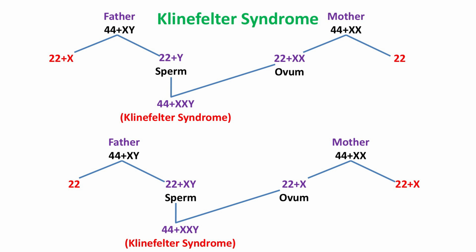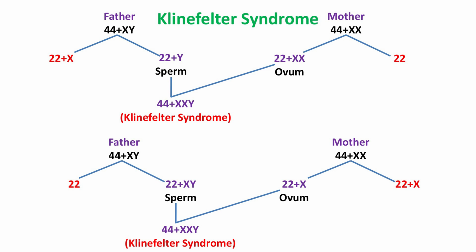If the sperm with genotype 22 plus XY fertilizes the ovum with genotype 22 plus X, then the baby will suffer from Klinefelter syndrome with genotype 44 plus XXY.